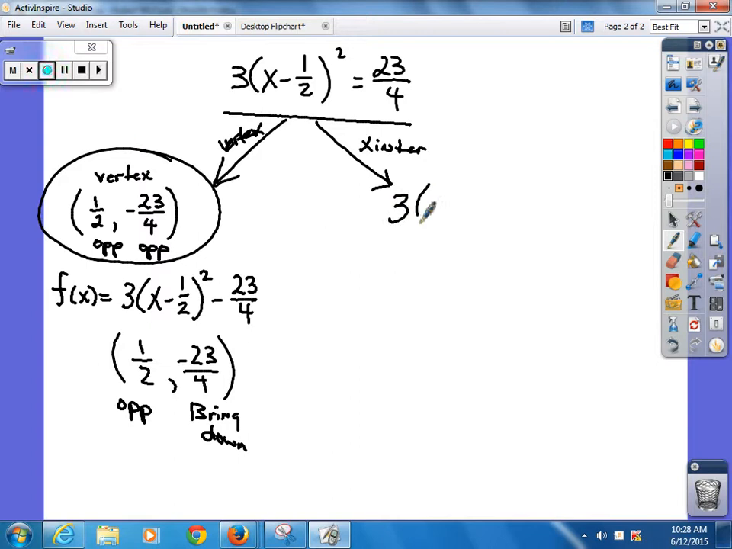3 times x minus 1/2 squared equals 23/4. Divide by 3 over 1.